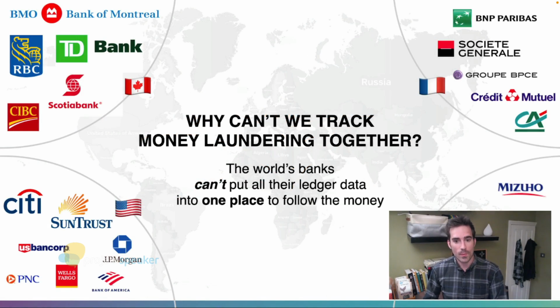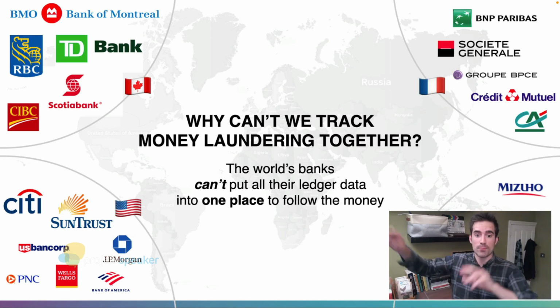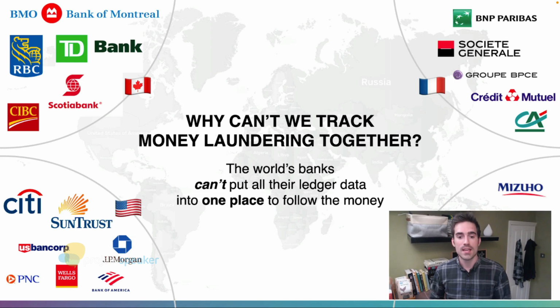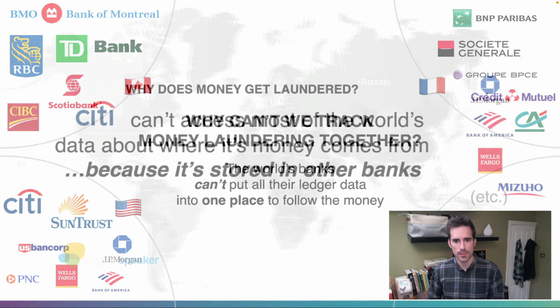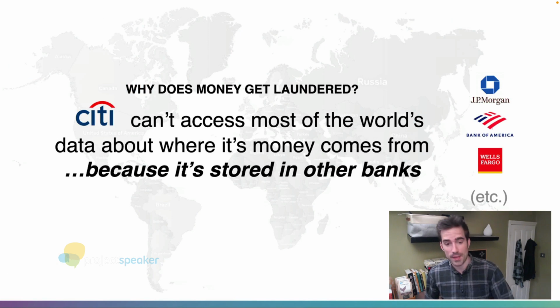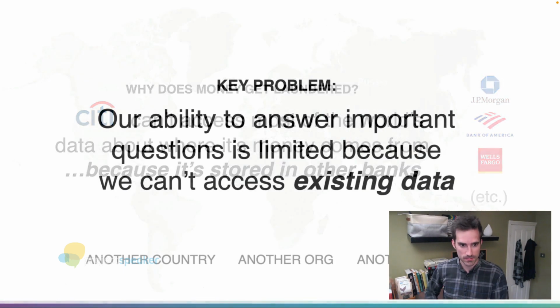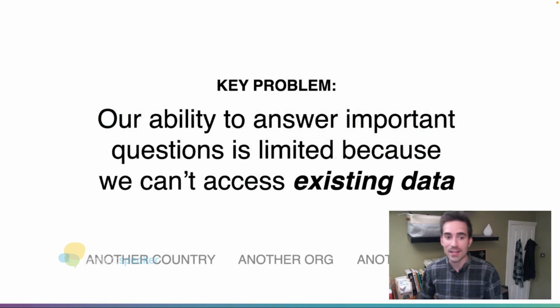And so when we ask why it's difficult to detect that this money originally came from an illicit activity or illicit location, it's because the world's banks that it was being shuffled around from can't put all their ledger data into one place so that they can just follow the money, right? It's not even necessarily a complicated analytic, to the extent that we're just talking about money moving through enough places that can't pool their ledger information. So just to be very specific, say a bank like Citi can't access most of the world's data about where its money comes from, because that data is stored in other banks. Brings us back to that key problem. Our ability to answer important questions is limited because we can't access existing data.